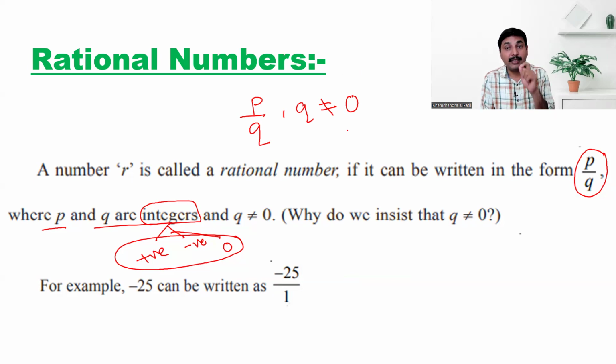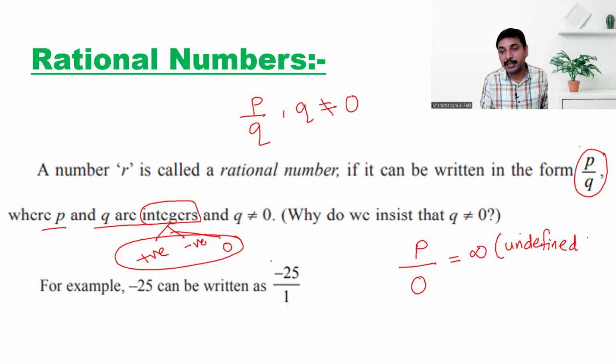Now I know why your question is lingering in your mind, sir, why Q should not be equal to 0. Do you know, if I put the value of Q as 0, what is P divided by 0? P divided by 0 is infinity and this is undefined, my dear friends. No one is able to define this infinity yet. That's why Q should not be equal to 0. I hope you people are getting this.